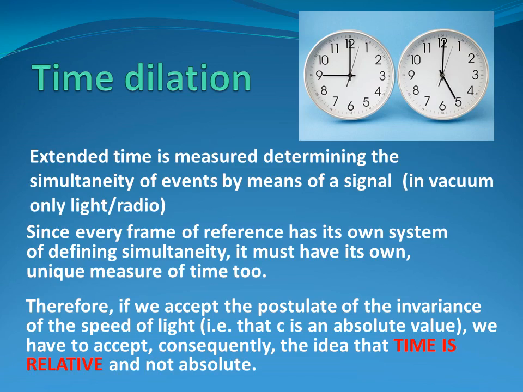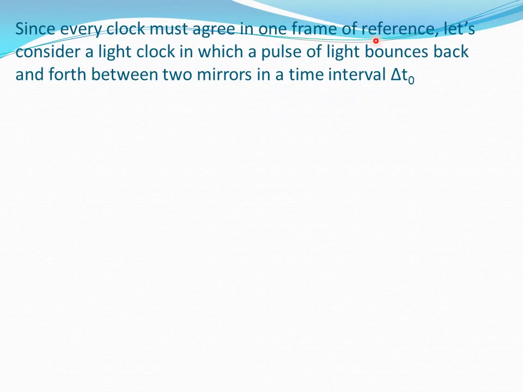To state this differently, since c, which is a ratio between space and time, is an absolute value, the numerator, space, and the denominator, time, are no more absolute quantities. Every clock must agree in one frame of reference.